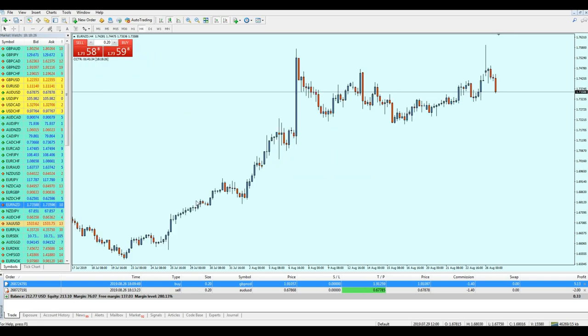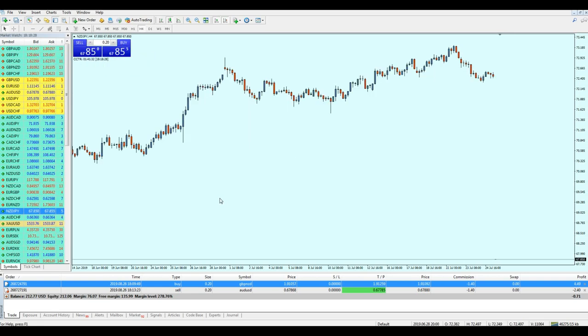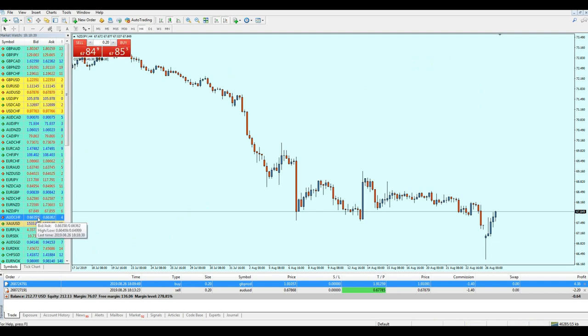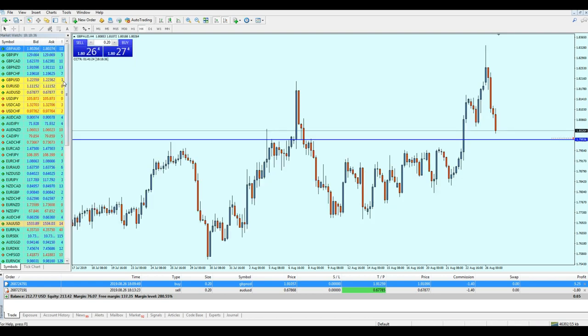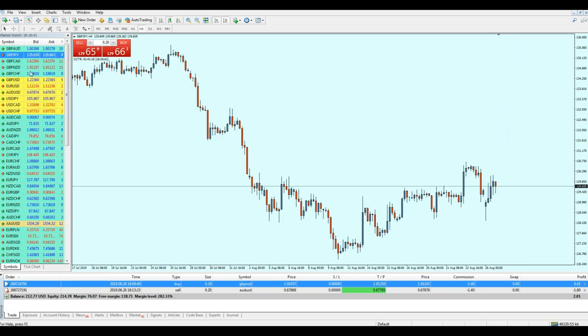Not so good. Nothing here as well. Absolutely nothing here. Okay, let me go back again one more time. I'm waiting for the GBP AUD to reach this support level. Still, it's far to reach it.